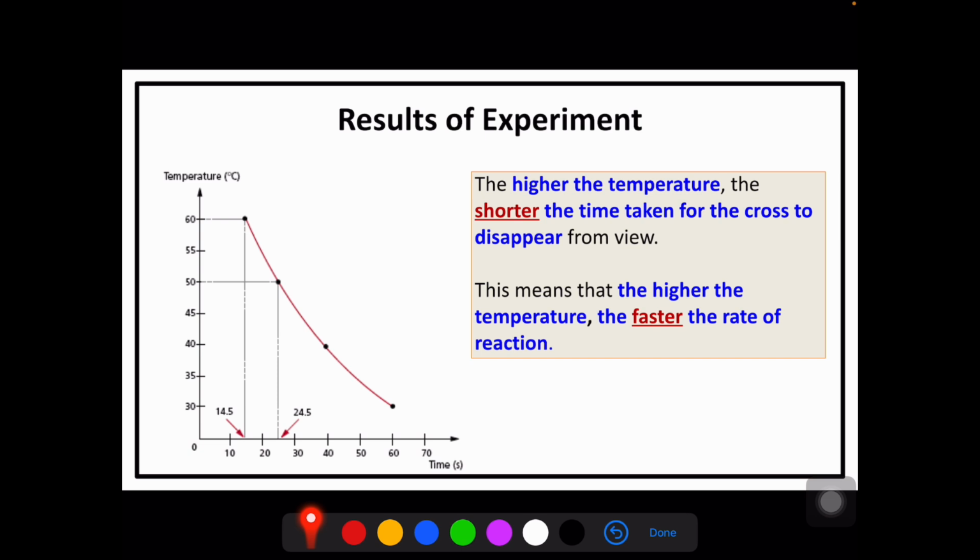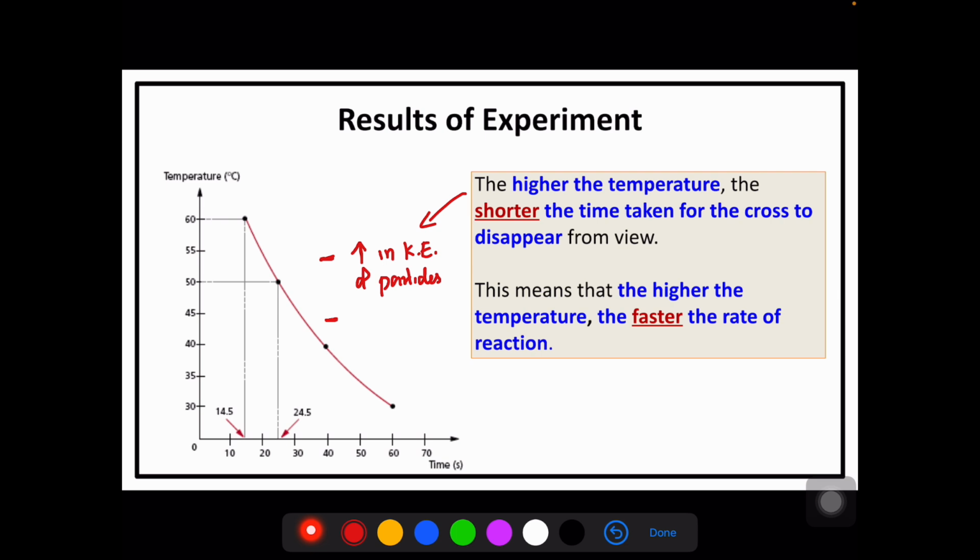And this is aligned to what we have learned. Because of the high temperature, if I write it in point form, there is an increase in kinetic energy of the particles. And when this happens, the particles will move around faster.